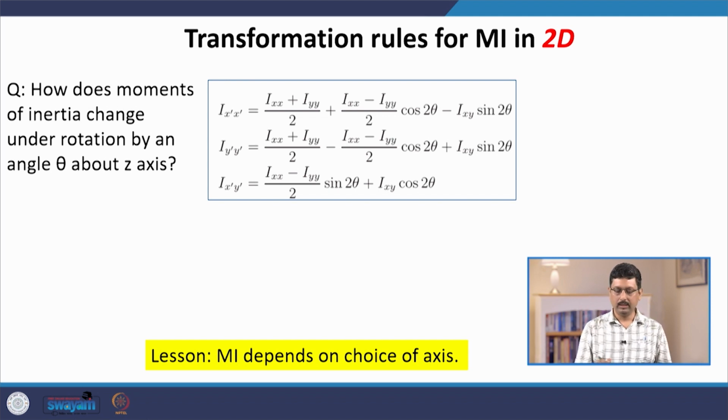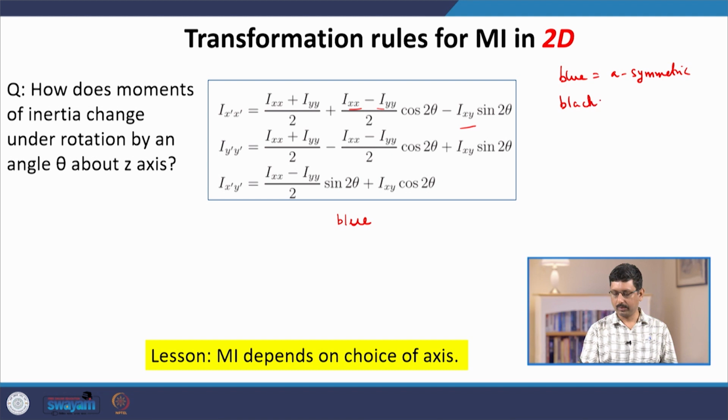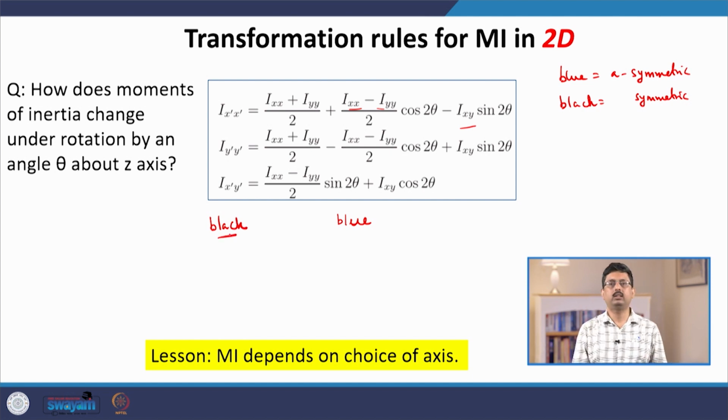So, if we know the components of the moment of inertia Ixx, Iyy and Ixy in the blue axis, where blue is asymmetric and black is symmetric, then we can calculate the components in the black axis by using this particular formula.